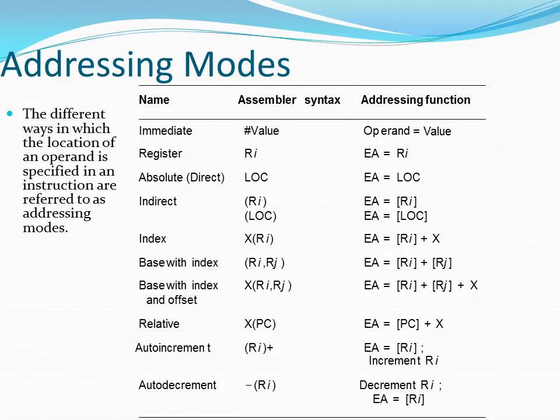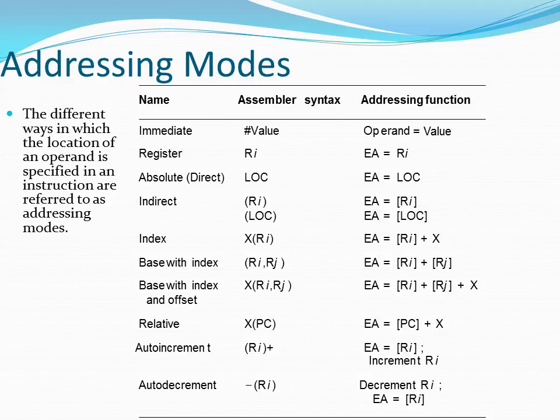And what does X(PC) mean? It is the same as the index addressing mode, the only difference being that the processor register is replaced by the program counter. So the effective address is generated by adding the contents of the program counter to the offset value. So this is relative addressing mode. Relative addressing is mainly used for finding the branch target locations in our branching instructions.